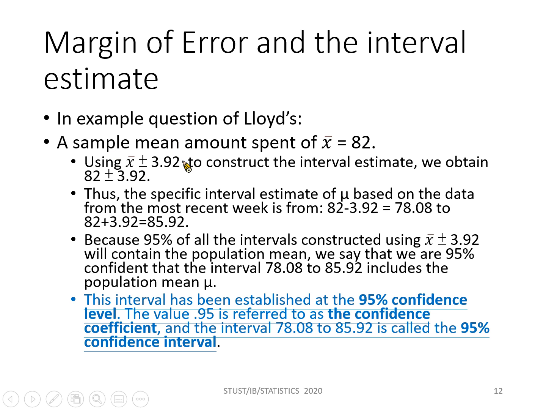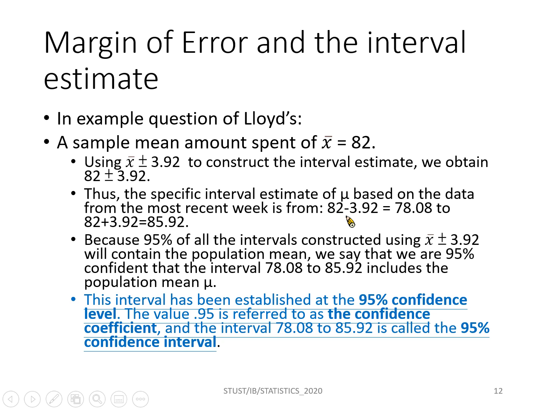formula, the x bar can add or deduct the margin of error, so we can obtain the interval estimation at the 95% confidence level. That would be 82 plus or minus 3.92. So this is a specific interval estimate of mu based on the data we get. So you can calculate it.